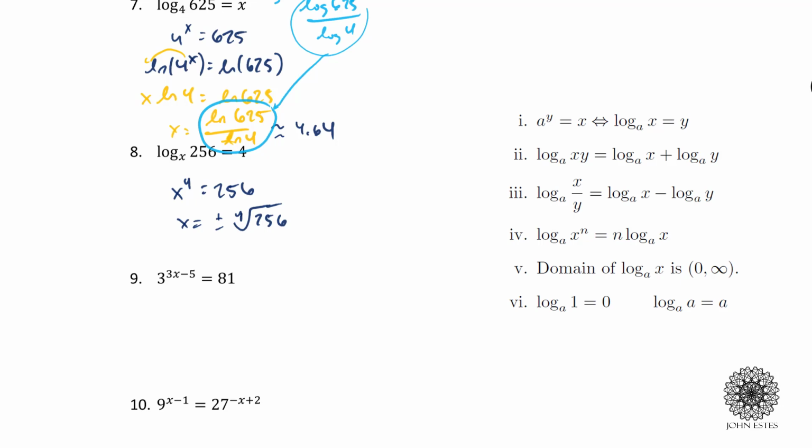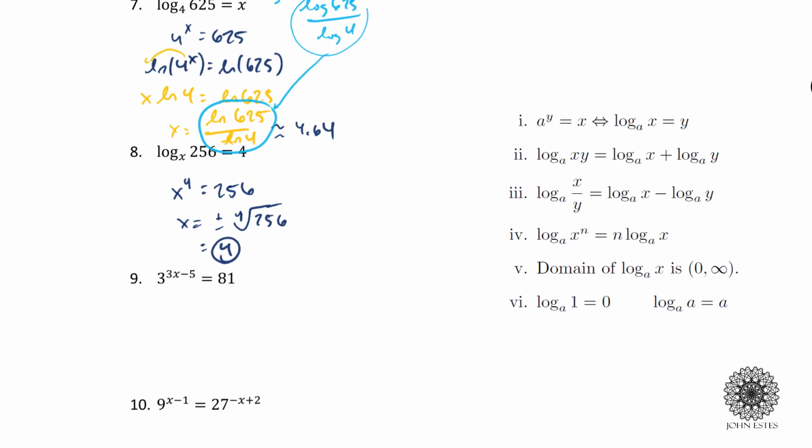Okay, so this is actually going to be then plus or minus 4. But now remember, I can't have a negative base. So then my answer is just going to be positive 4. Okay, and so you can think this is saying 4 to the 4th power is 256. And that's correct.